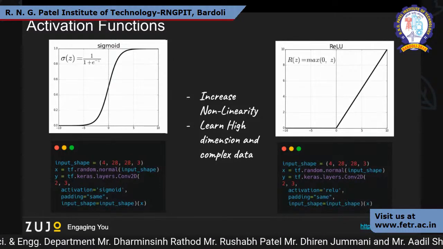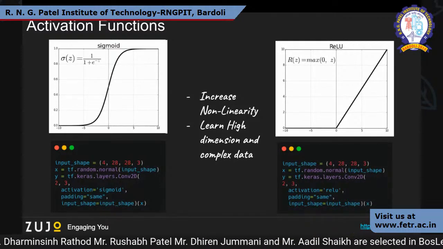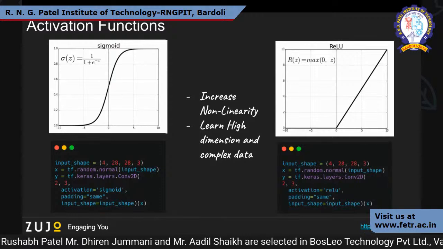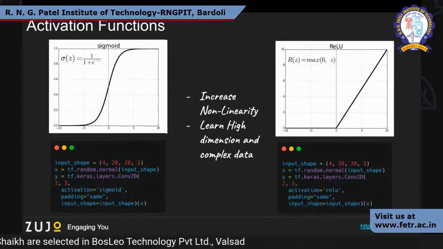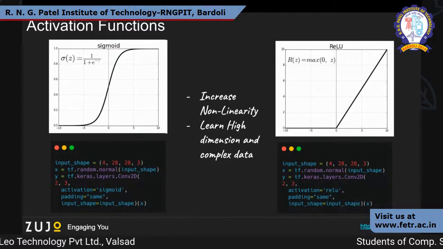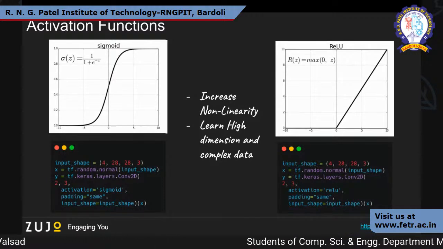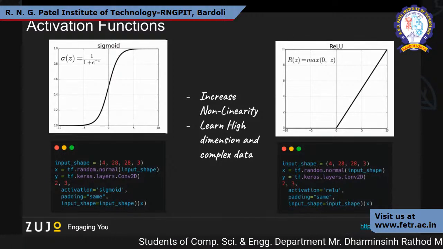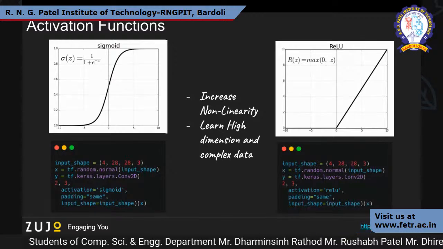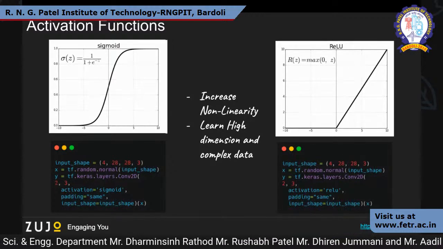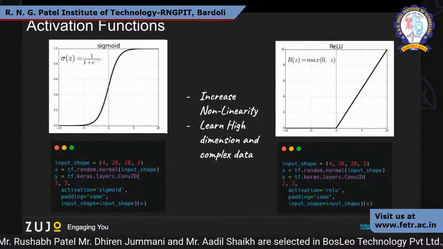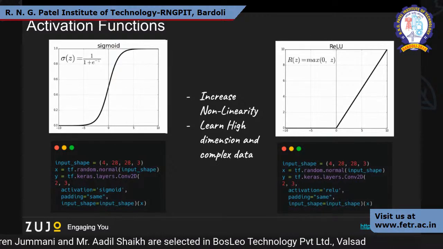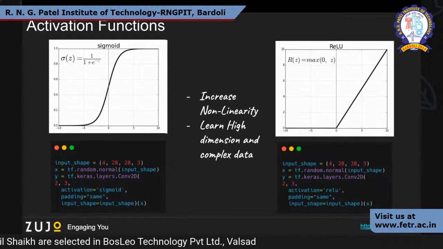The sigmoid deals with values from minus 10 to 10, so for any input you give, it will give you the probability in between minus 10 and 10, while the ReLU will give you the probability in between 0 and 10, right? So to increase the non-linearity, or to learn higher dimensions from the complex data, we require the activation function.